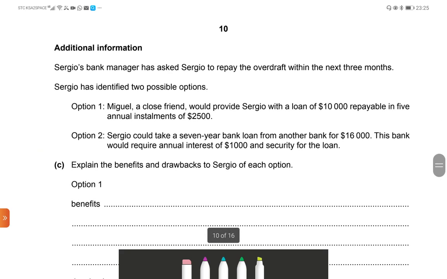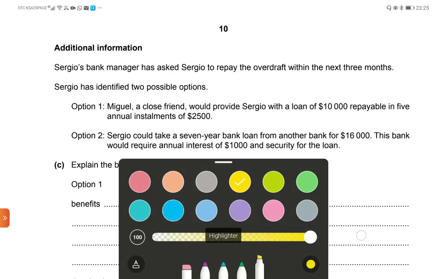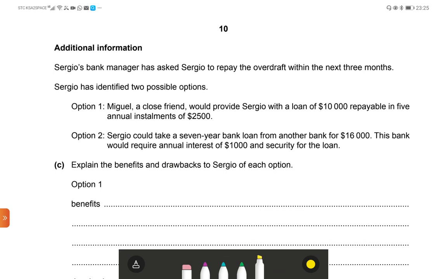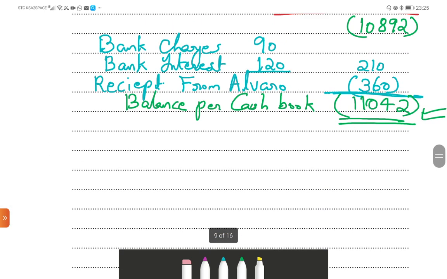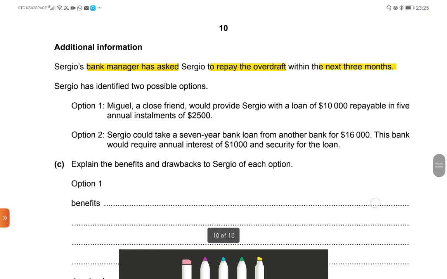Additional information. Sergio's bank manager asked Sergio to repay the overdraft within the next 3 months. How much was the overdraft amount? Overdraft we already calculated. 11,042 is the overdraft. So the bank manager is asking to repay the overdraft within 3 months.